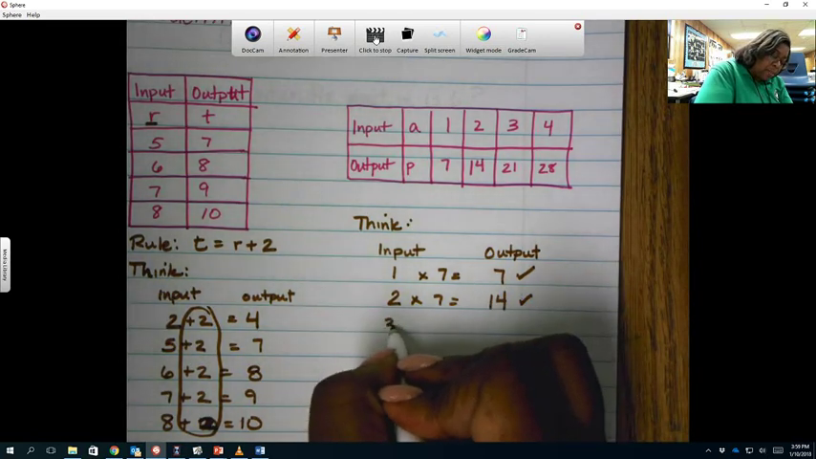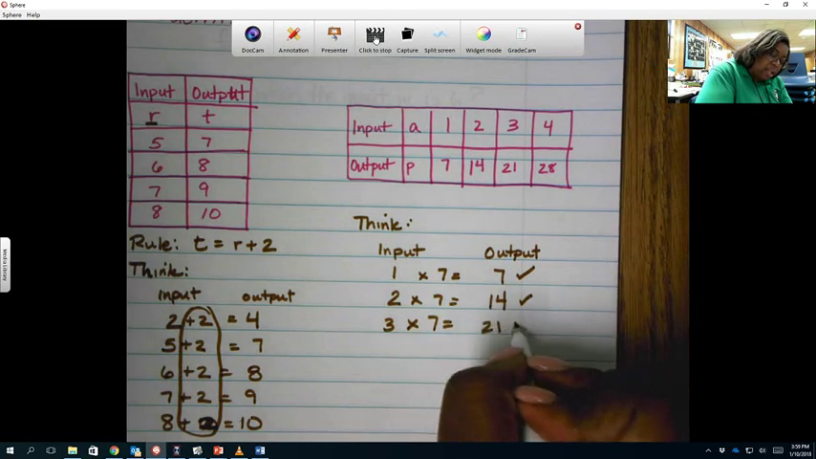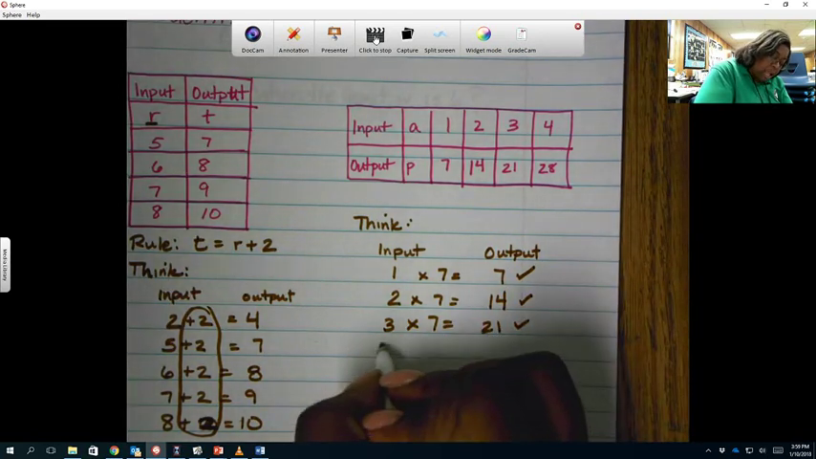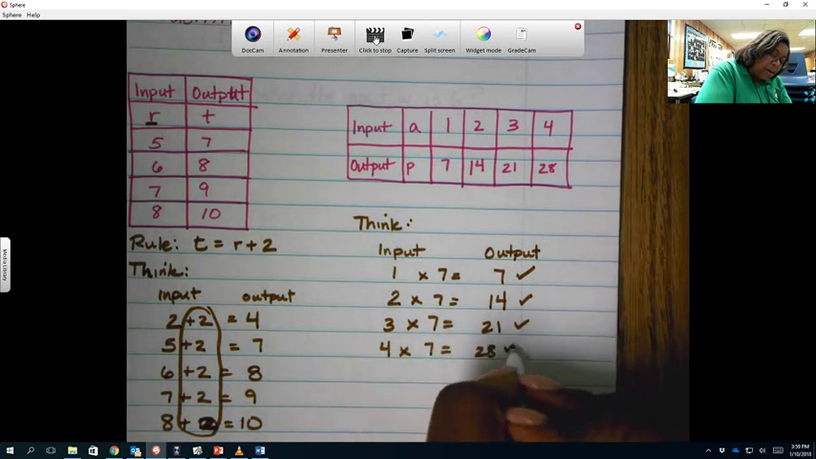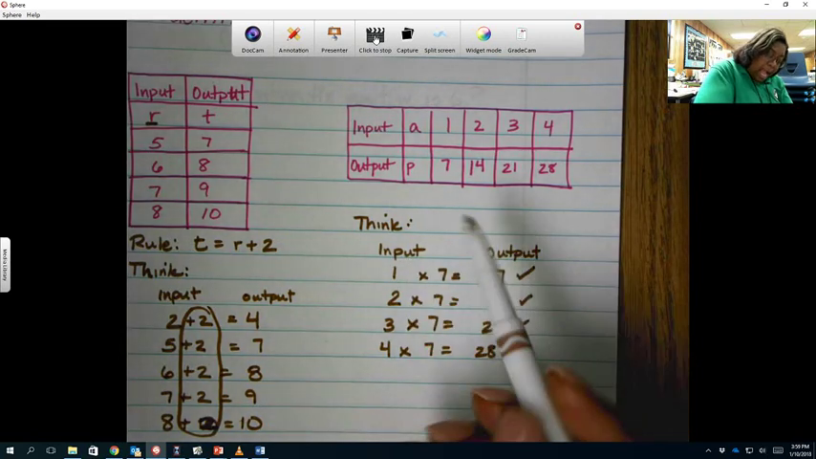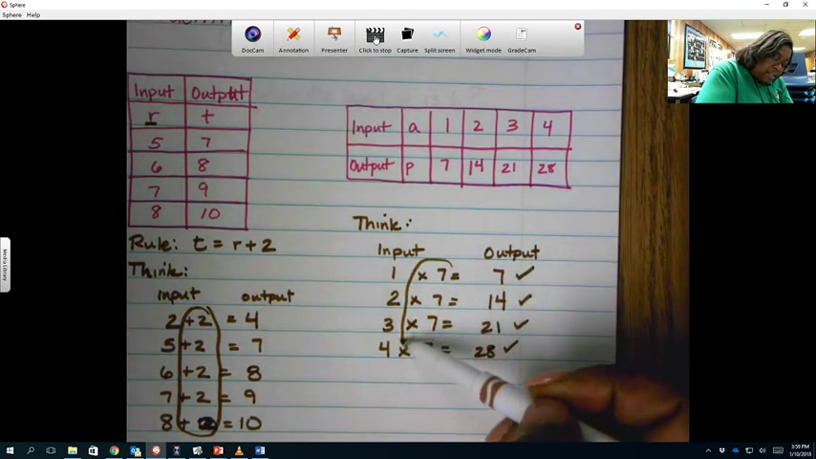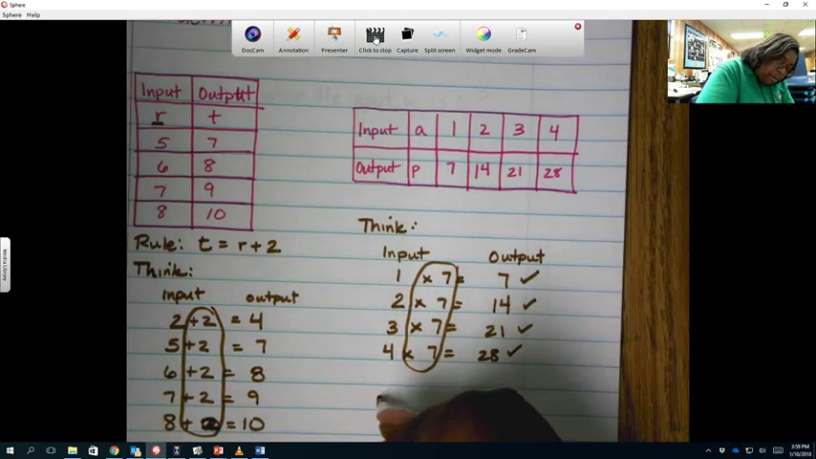The next input is 3, times 7 equals 21. That works. And 4 times 7 equals 28. That works. So the relationship between my input and my output is times 7. We call this type of pattern multiplicative.